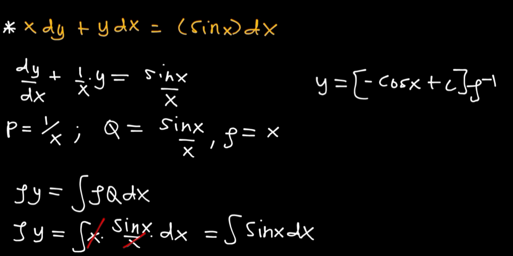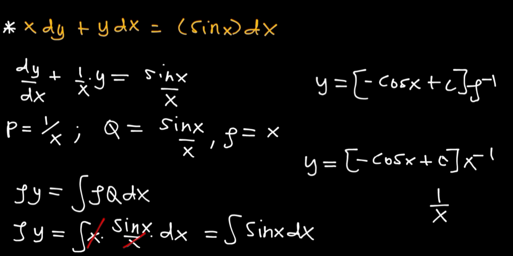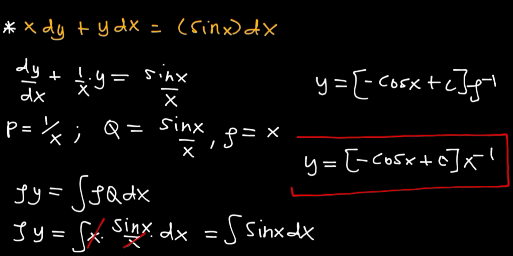So what is rho? Like we said, rho is equal to x. So this should be y. Y will be equal to negative cosine x plus c, and that is multiplied by 1 over x, because we're going to have x raised to the power of negative 1. Now you might well leave it that way or write it as 1 over x. Whichever way you write it, that is actually going to be correct. So in this case, this will be the answer to this question. Y is equal to negative cosine x plus c multiplied by x to the negative 1.